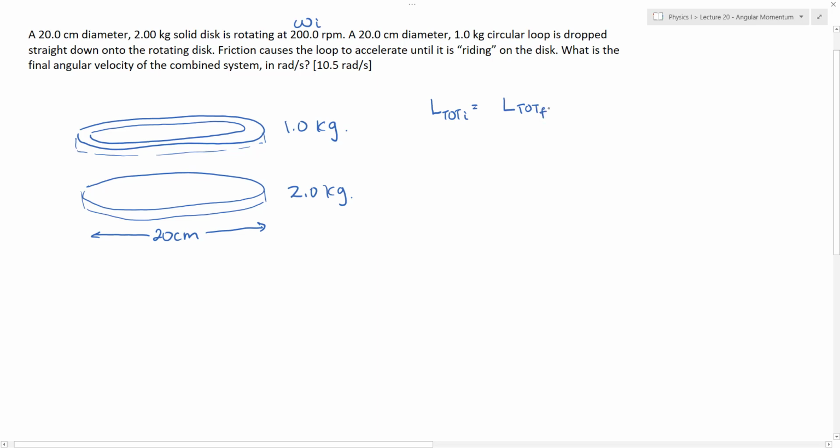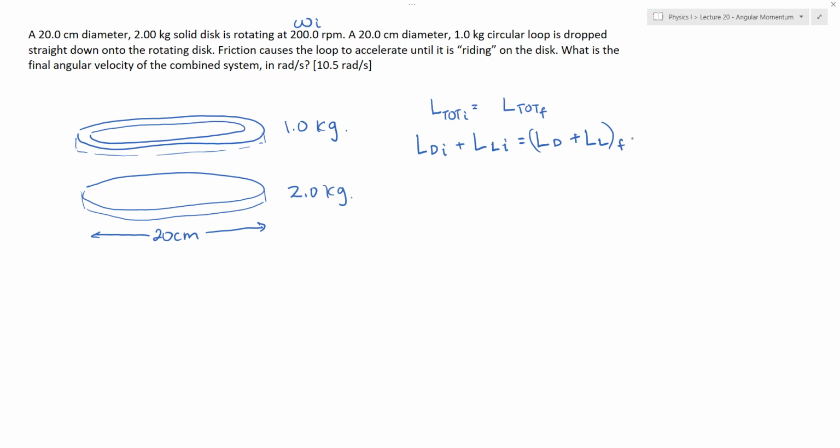Okay, so let's think about the angular momentum of everything. Initially we have a disk and a loop. So I'm going to write L disk initial plus L loop initial equals L disk plus L loop together. They're together. So they're going to be stuck together when we're done. So we're going to treat this like an inelastic collision, but it's angular instead.